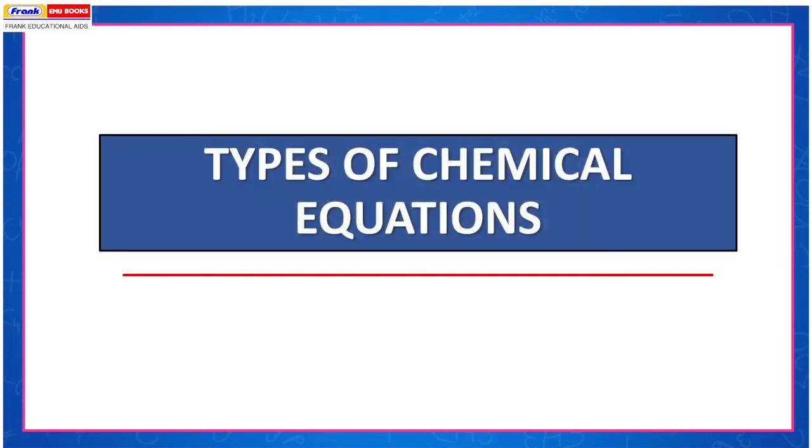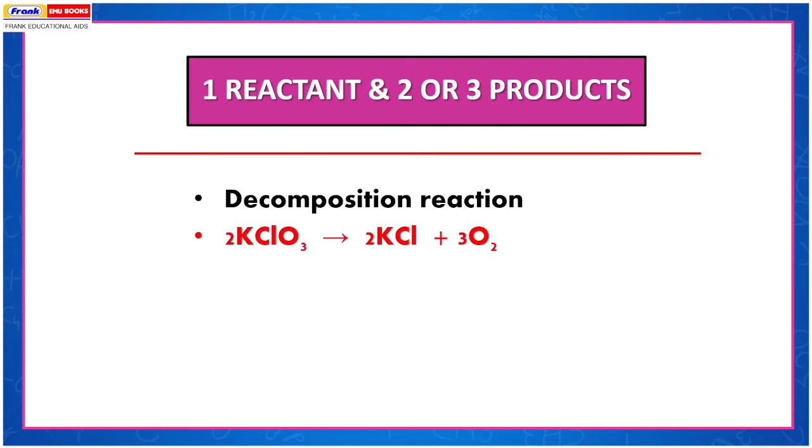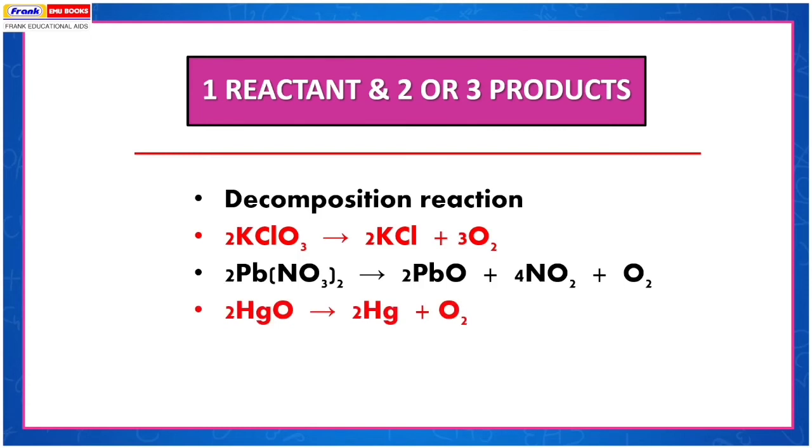Types of chemical equation: one reactant and 2 or 3 products. Decomposition reaction. Example: 2KClO3 decomposes to 2KCl plus 3O2. 2Pb(NO3)2 gives 2PbO plus 4NO2 plus O2. 2HgO gives 2Hg plus O2.